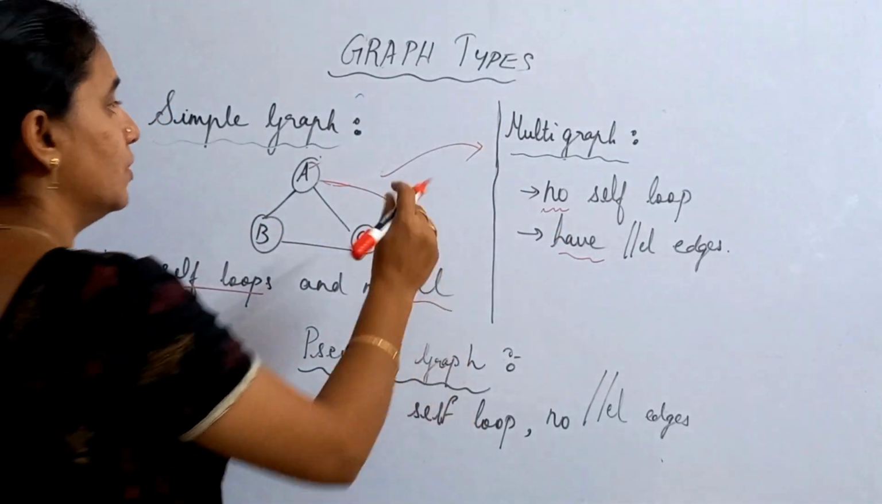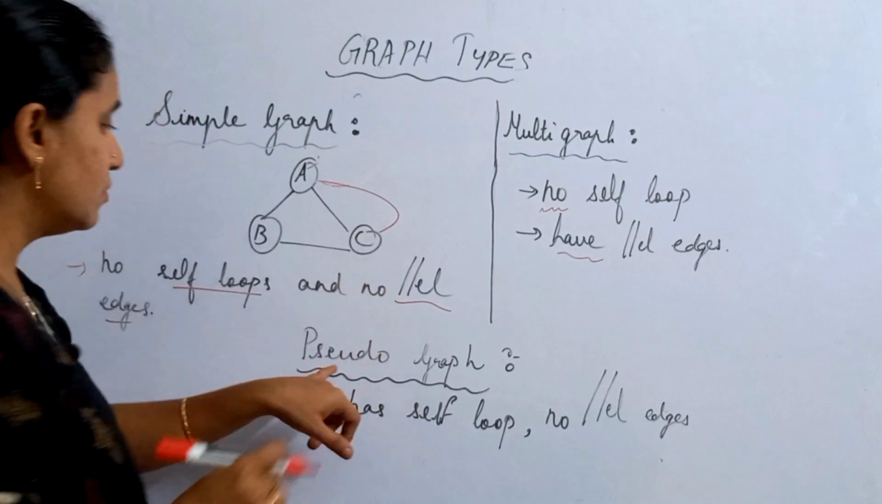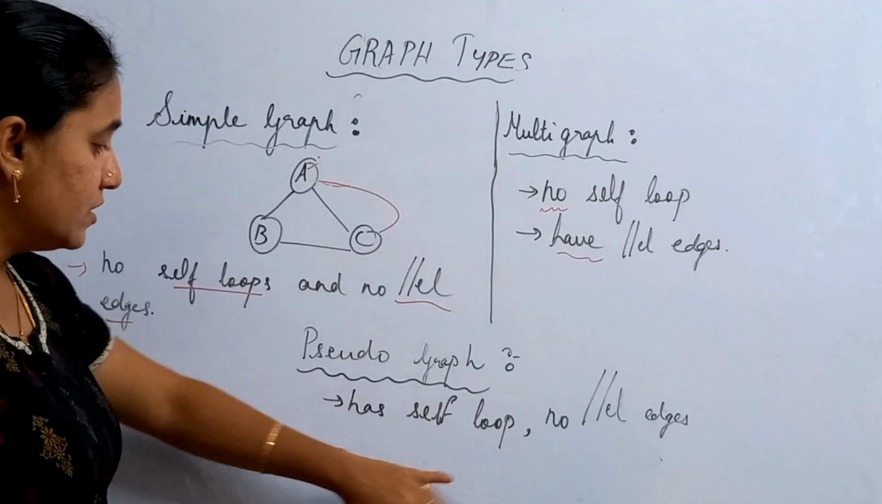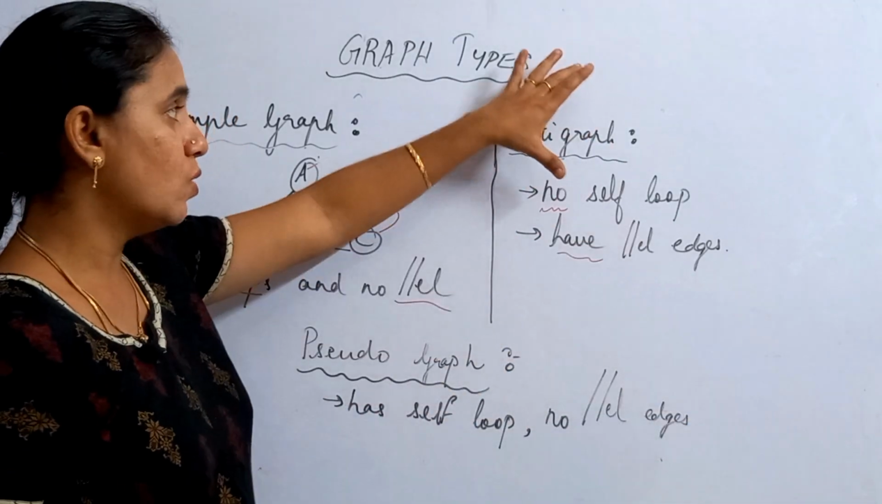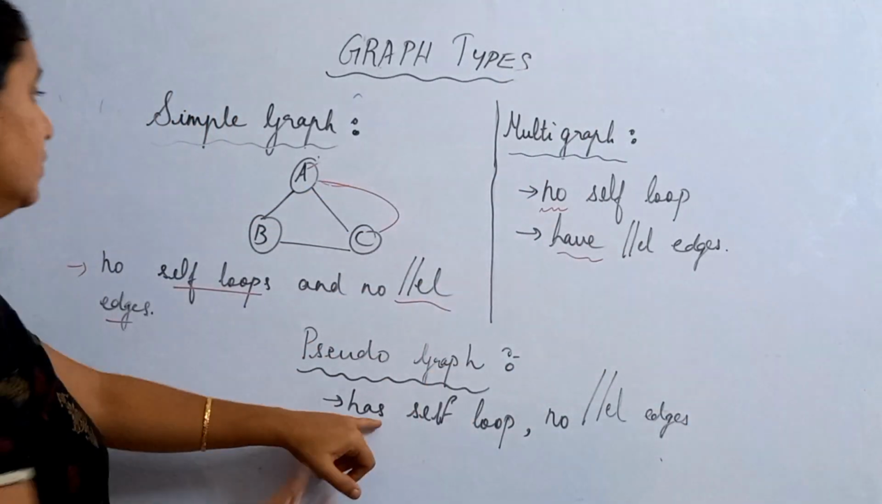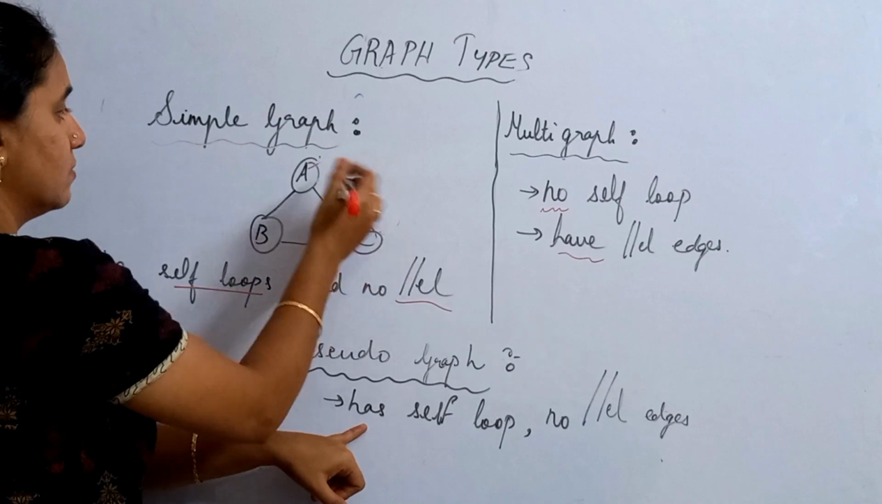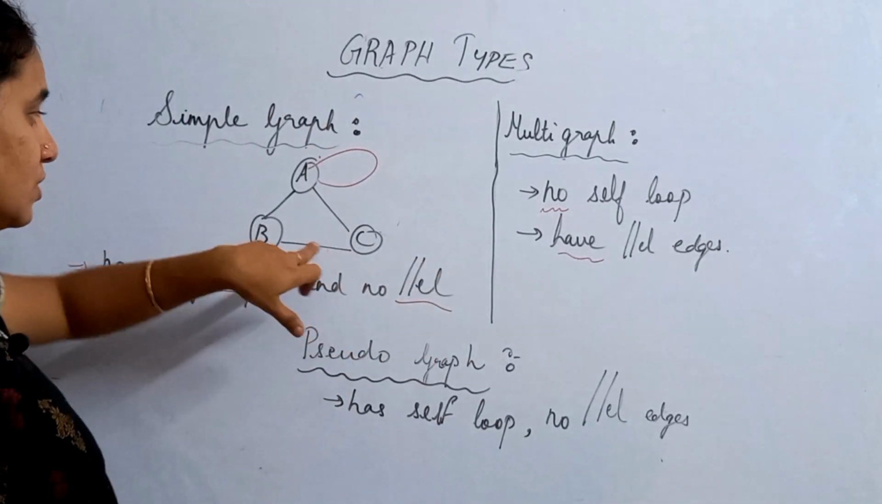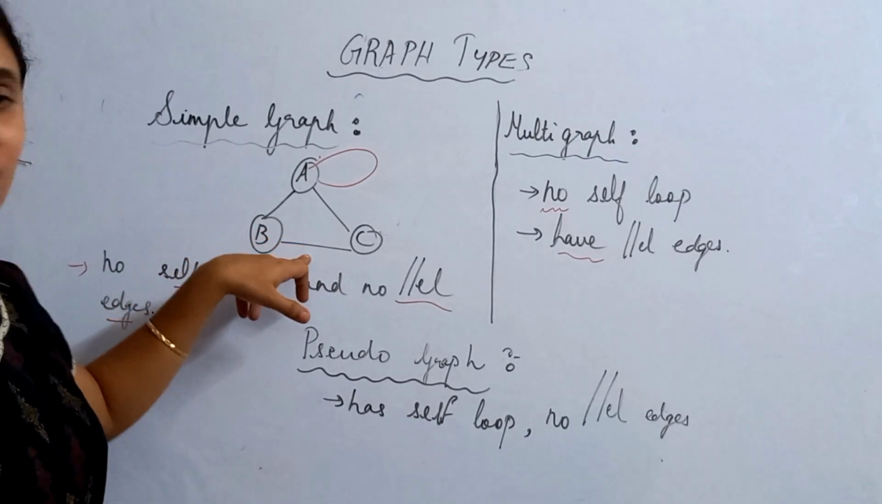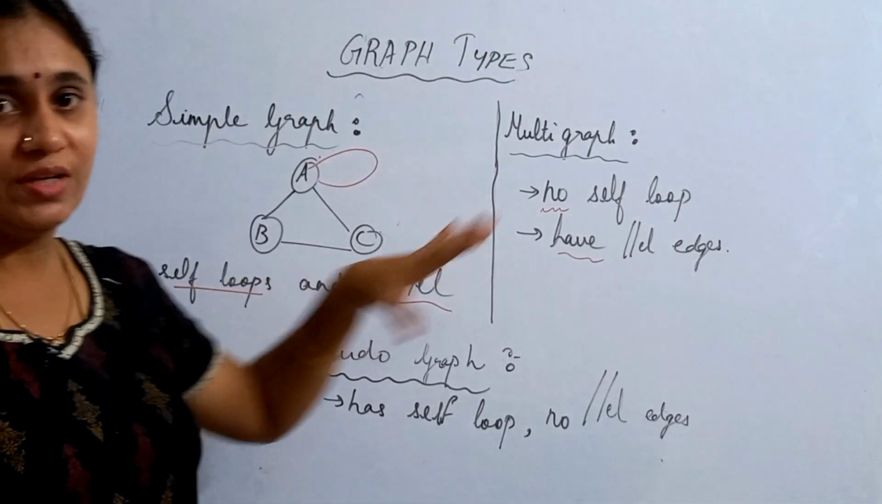Okay friends, so now what is a pseudo-graph? A pseudo-graph condition is it is having self loop but no parallel edges. That is, it is opposite to multi-graph. So it will be like this and no parallel edges. Okay friends, are you all clear about these three types?